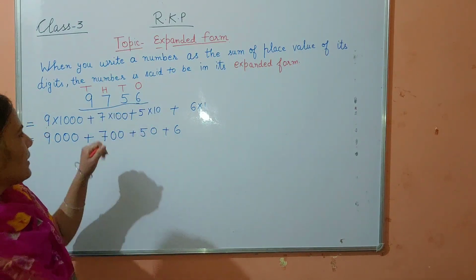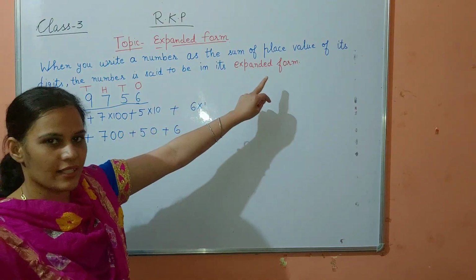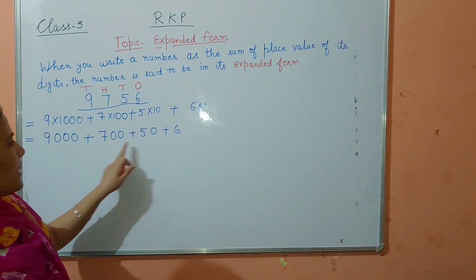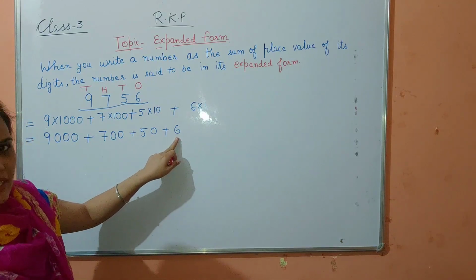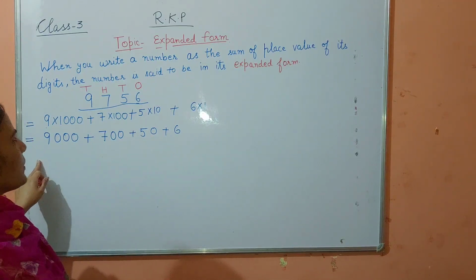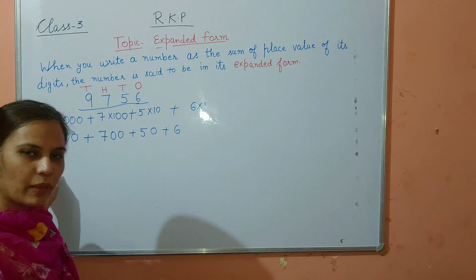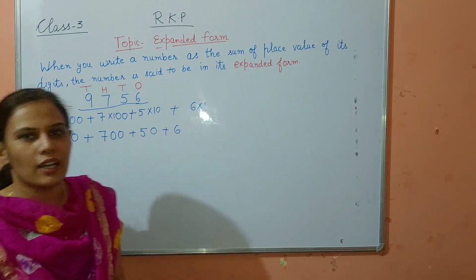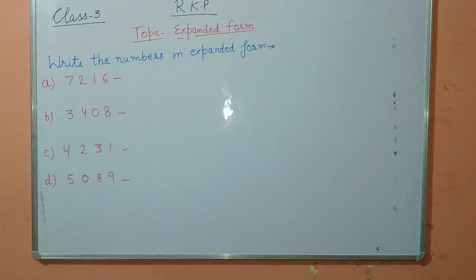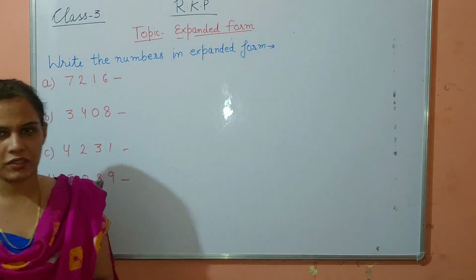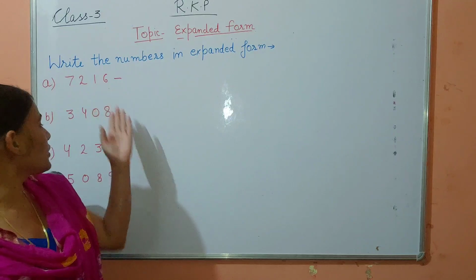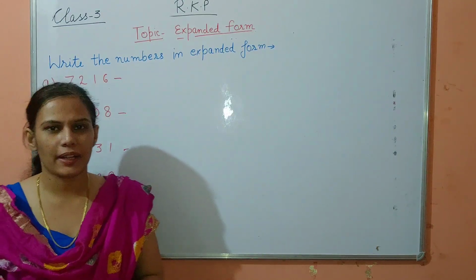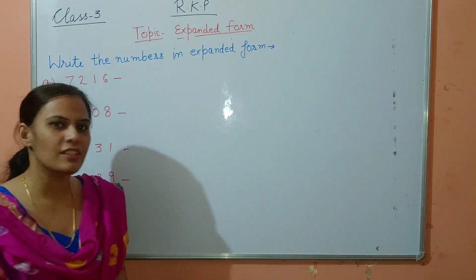As the definition suggests, it is the sum of place values of its digits, and this number is said to be in expanded form. So students, hope all of you understand it. Here some questions are given to you and you write the numbers in expanded form. So shall we start?